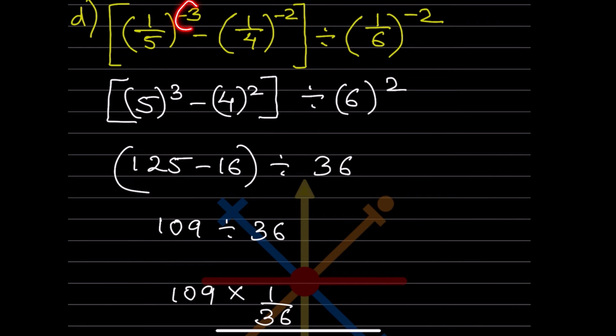Now here again it is negative. So this is going to get flip over, that will be 5 cube. This is negative. So this is going to get flip over, that will be 4 square. Again this is negative, so that is going to be 6 square. So now what will you do? 125 minus this 16 divided, same sign, 6 6s are 36. When you subtract this, you get 109. This is the same. This is the same.